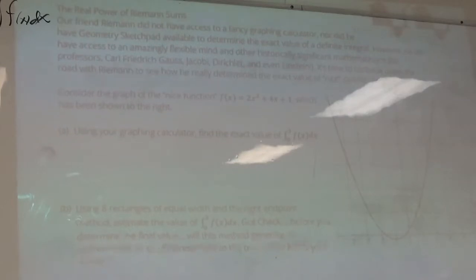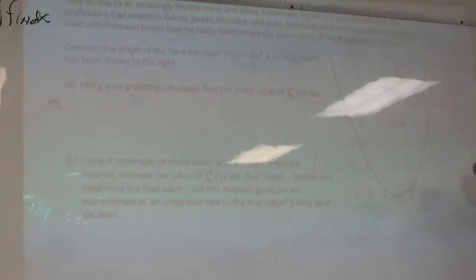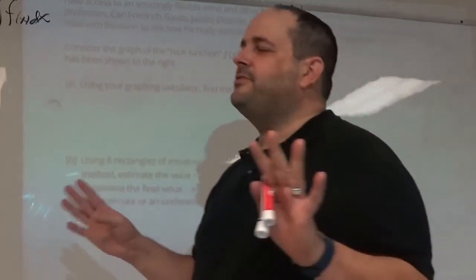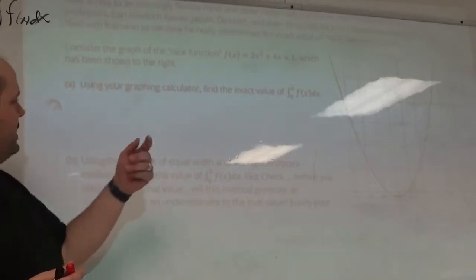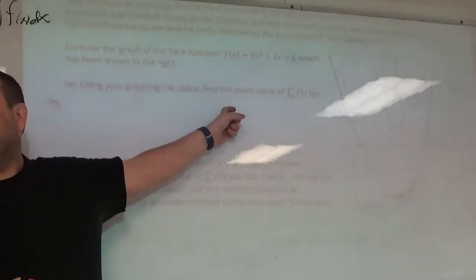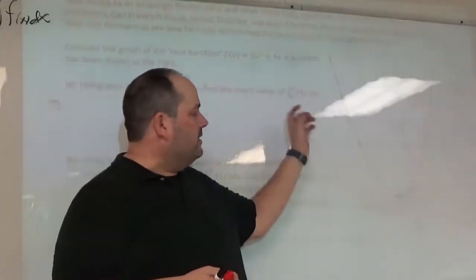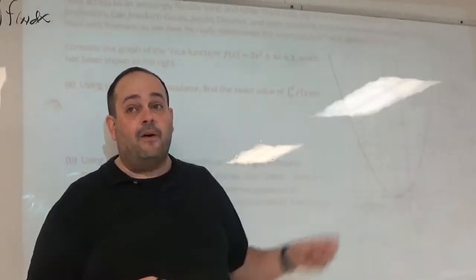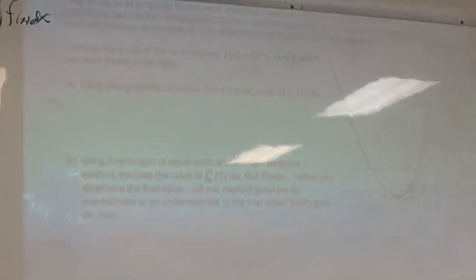Okay, so over here at the right, we've got a parabola. I have to choose my functions wisely here if we're going to do this without your brains exploding. Using your graphing calculator, find the exact value of the definite integral from 0 to 3 of f of x dx. I would hope this is quick and easy. Everybody knows what to do. I've given you a function. I want you to find the definite integral.